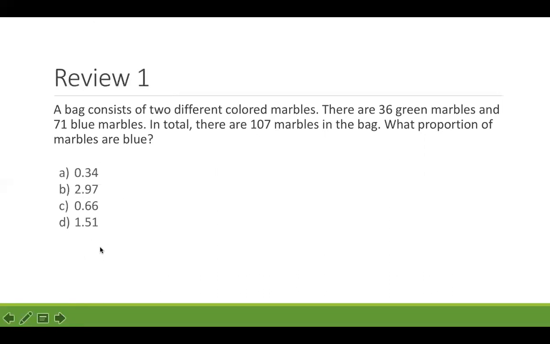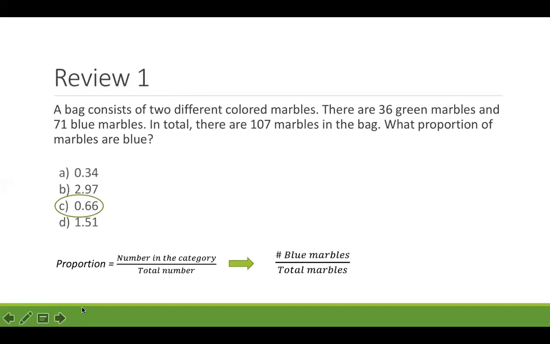So we're looking to find the proportion of blue marbles here, and the answer is 0.66. When we go back to that proportion formula, we're looking for the number in the category over the total number. In this case, the number in the category we're looking for is the blue marbles, over the total marbles. That comes out to be 71, since there are 71 blue marbles over a total of 107, and that proportion is 0.66.